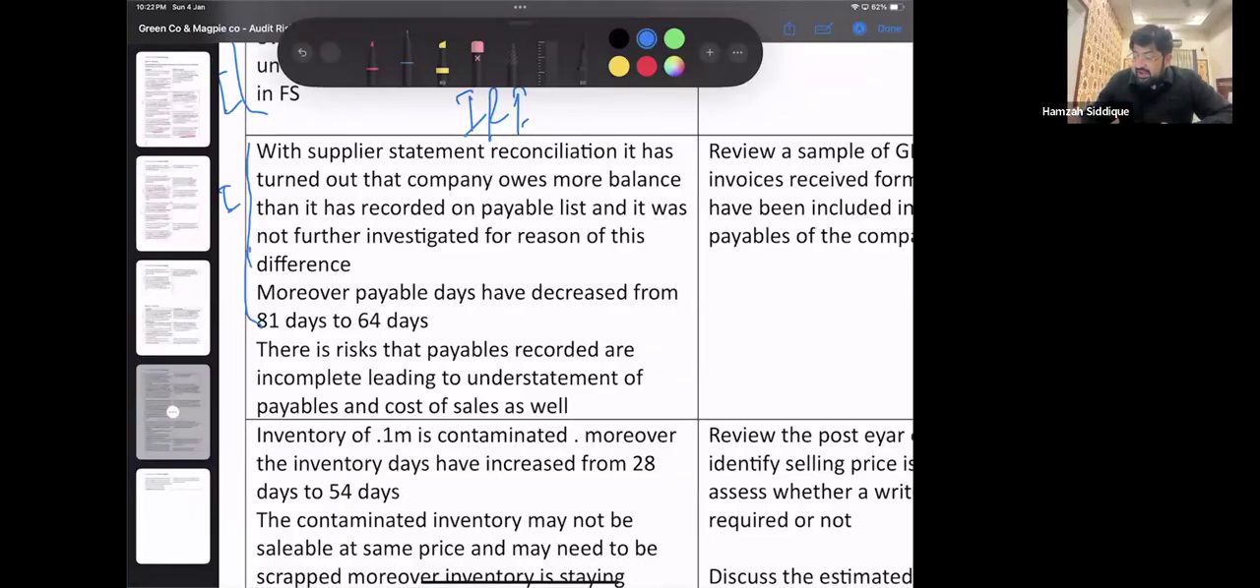We have validated it with that supplier statement reconciliation. It has turned out the company owes a higher balance than it has recorded on the payables list, and it was not investigated. Moreover, payable days have decreased from 81 days to 64 days. What is the risk? Payables recorded are incomplete. Understatement of payables, as well as the impact. Risk and impact. So you see, this is building the argument.